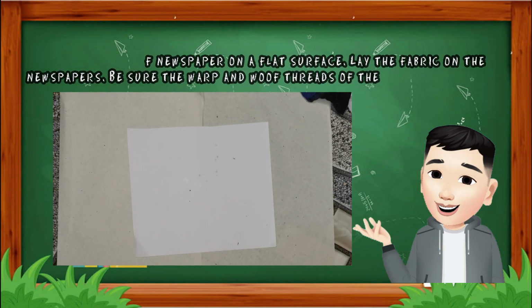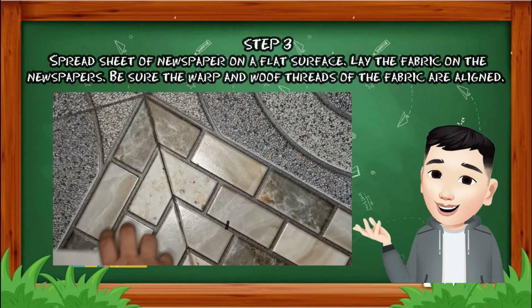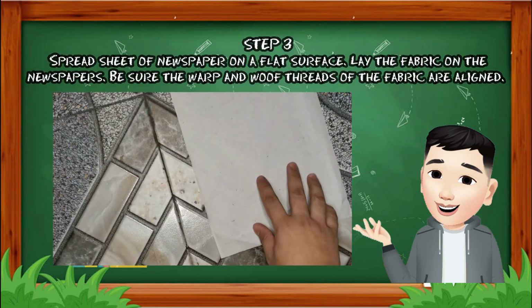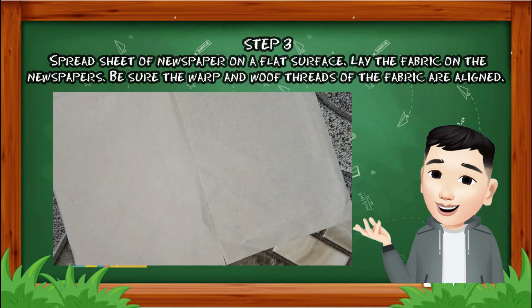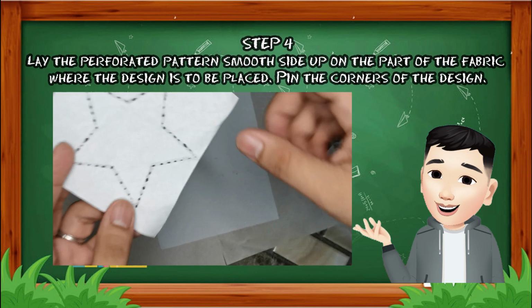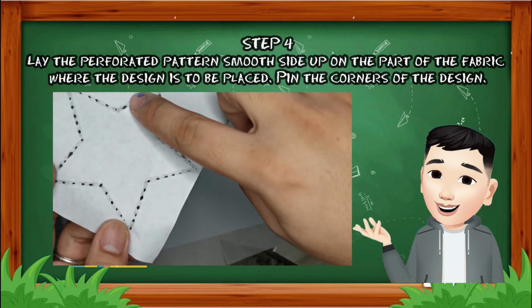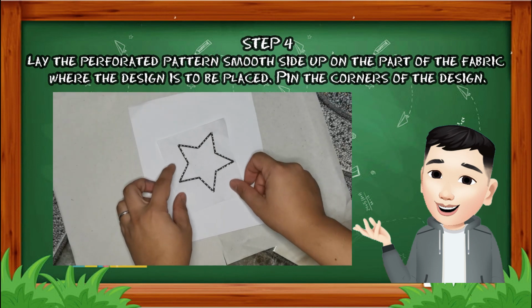Step 3. Spread sheets of newspaper on a flat surface. Lay the fabric on the newspaper. Be sure the warp and woof threads of the fabric are aligned. Step 4. Lay the perforated pattern smooth side up on the part of the fabric where the design is to be placed. Pin the corners of the design.